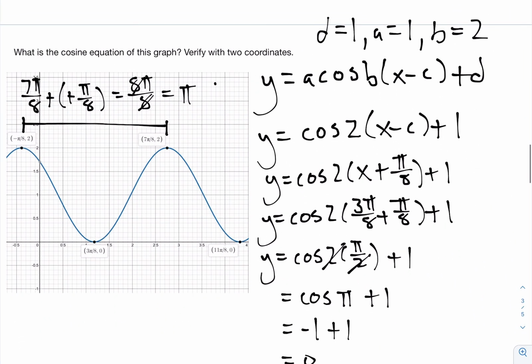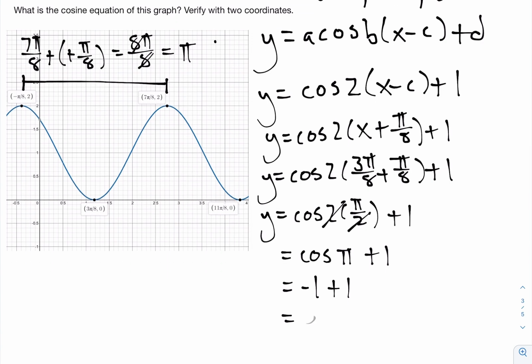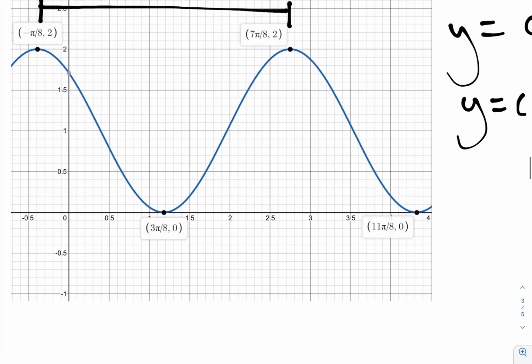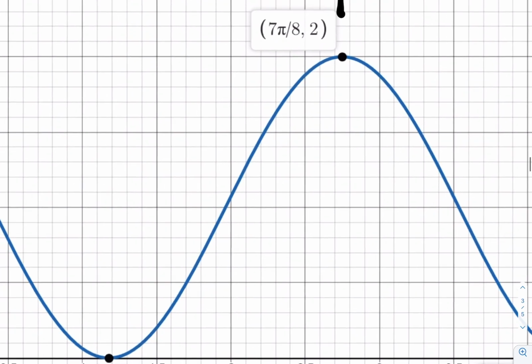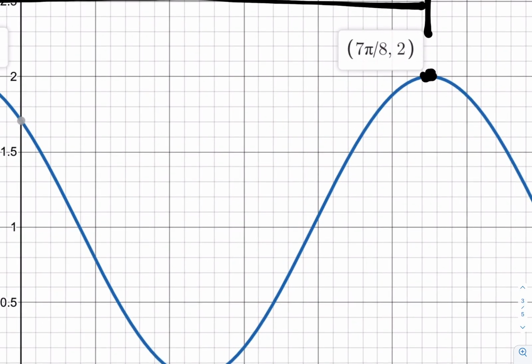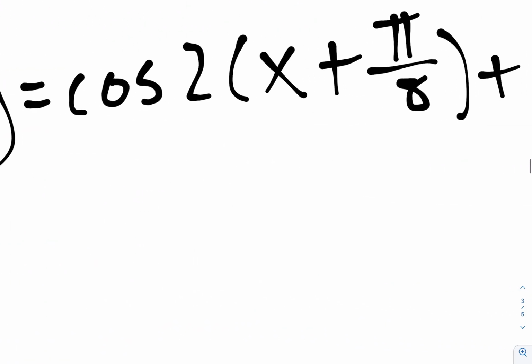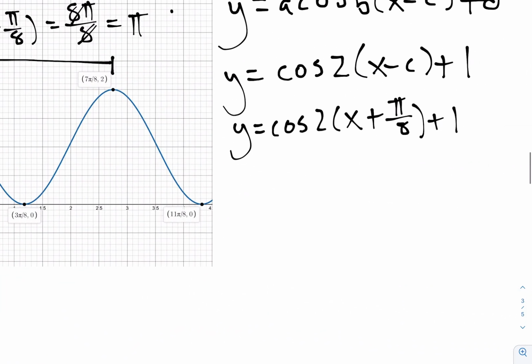Now let's do it with 1 more, because that's what the question's asking. Let's do it with an easy one. Say, let's just do 7 pi over 8, see if we're right. So if 7 pi over 8 is our x, we should get 2 for our y, because that's what that coordinate says right there.